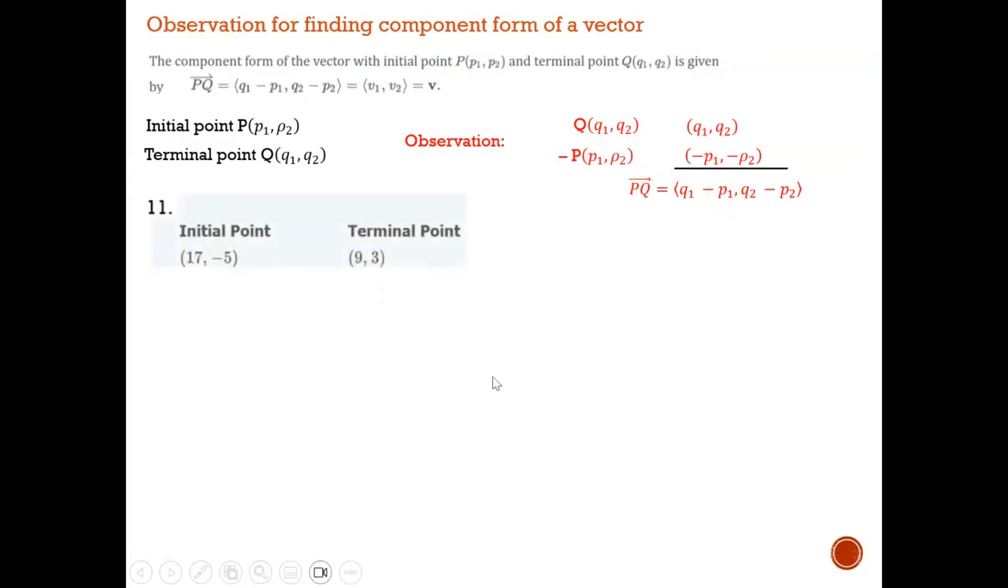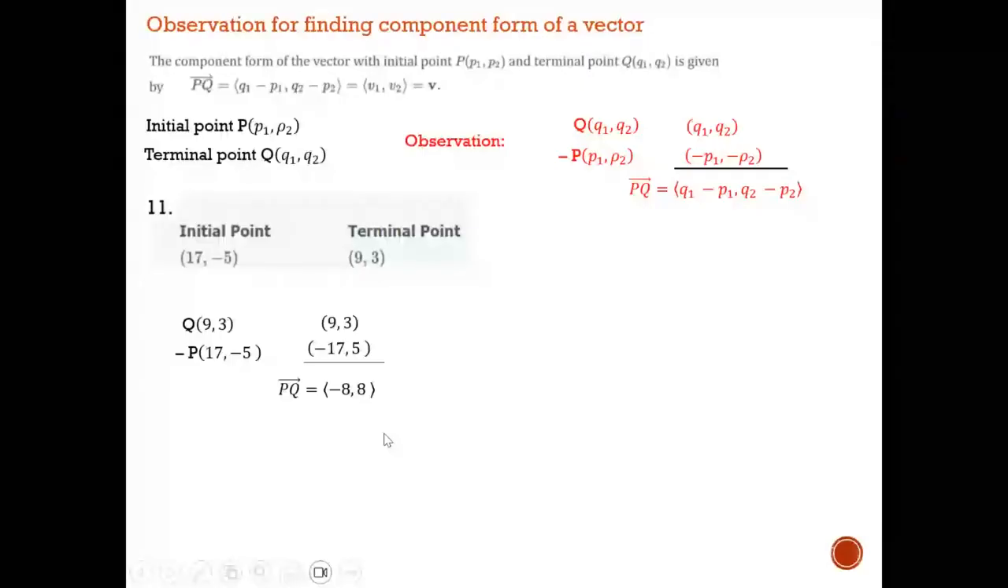Now, let's do it for the same problem as we had in problem 10 on the previous slide. It's going to be the terminal point, which is 9, 3, minus my initial point, which is 17, negative 5. The point Q stays how it is, but for point P, because it's minus, you switch the signs. So it'll be negative 17 and positive 5. Now we just add them and it becomes a vector. So 9 minus 17 is negative 8, and 3 plus 5 is 8. This is how you find the component form of the vector by doing the observation.